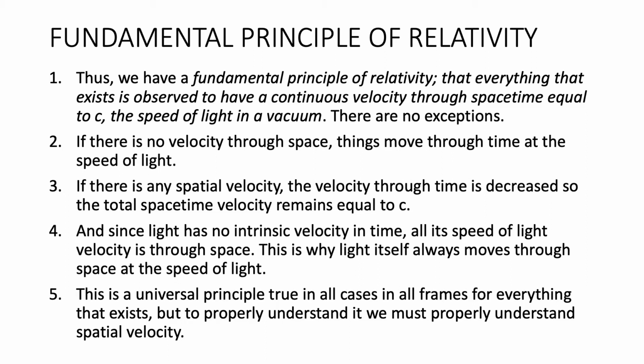If there is any spatial velocity, the velocity through time is decreased, so the total space-time velocity remains equal to c. And since light has no intrinsic velocity in time, all its speed of light velocity is through space. This is why light itself always moves through space at the speed of light. This is a universal principle, true in all cases, in all frames, for everything that exists. But to properly understand it, we must properly understand spatial velocity.